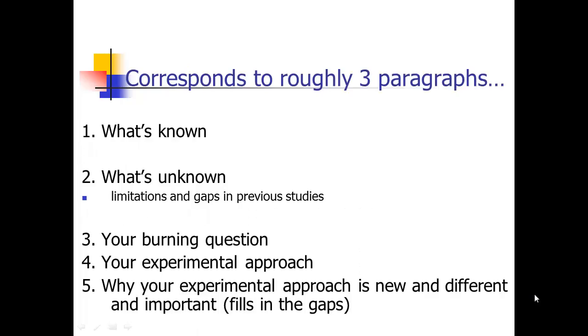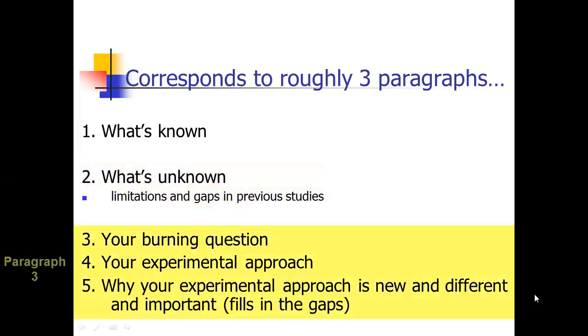And you can think of this as roughly 3 paragraphs, right? So paragraph 1 roughly could be the what's known. You don't always have to structure it this way, but you can see how this naturally fits to 3 paragraphs. Paragraph 2 could be the what's unknown, the limitations and gaps in previous studies. You'll see that sometimes authors will switch between the what's known and what's unknown, and might have that in multiple paragraphs, but you can see why this often ends up as 3 paragraphs.